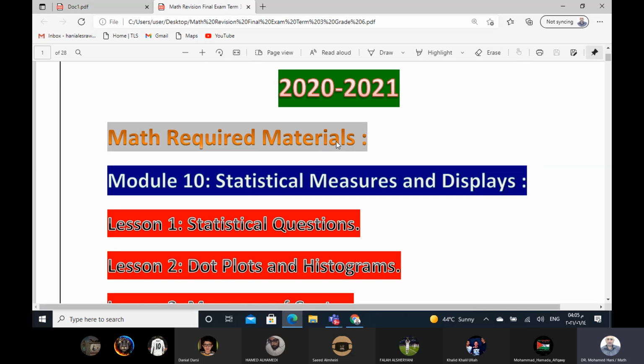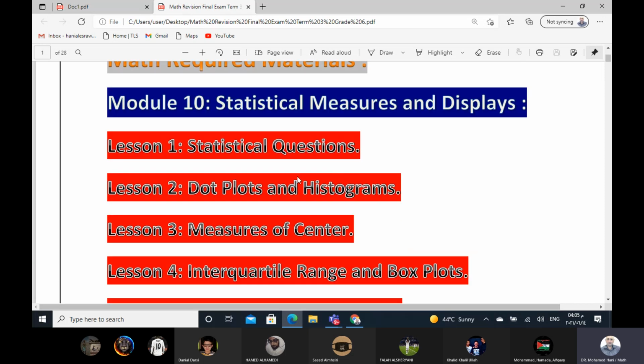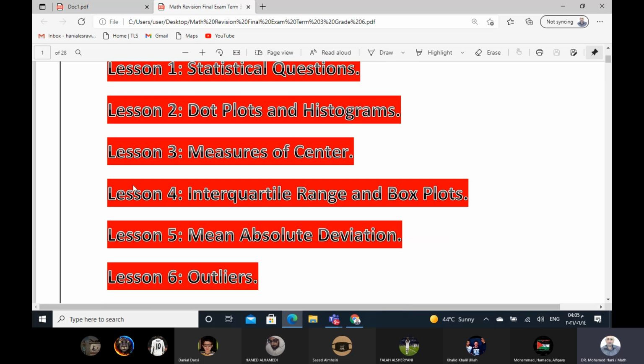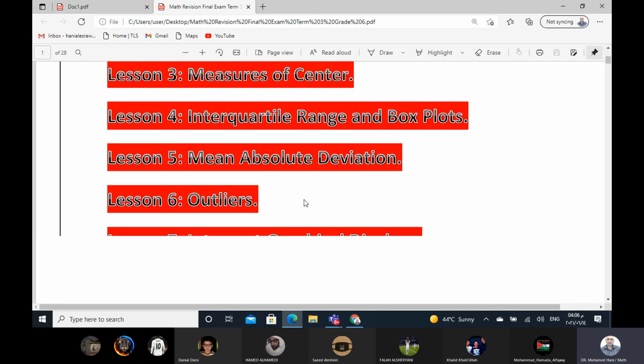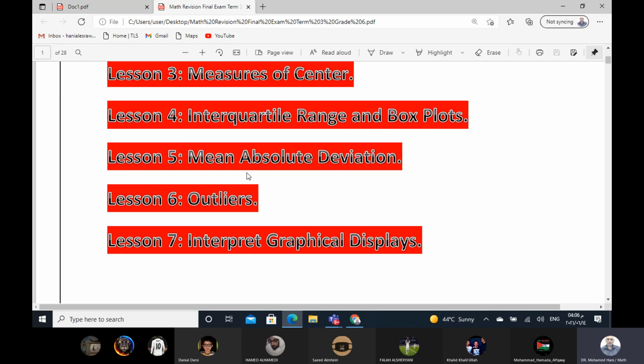Math required materials. We want just model 10. Statistical measures and displays include lesson 1 statistical questions, lesson 2 dot plots and histograms, lesson 3 measures of center, lesson 4 interquartile range and box plots, lesson 5 mean absolute deviation, lesson 6 outliers, and lesson 7 interpret graphical displays.